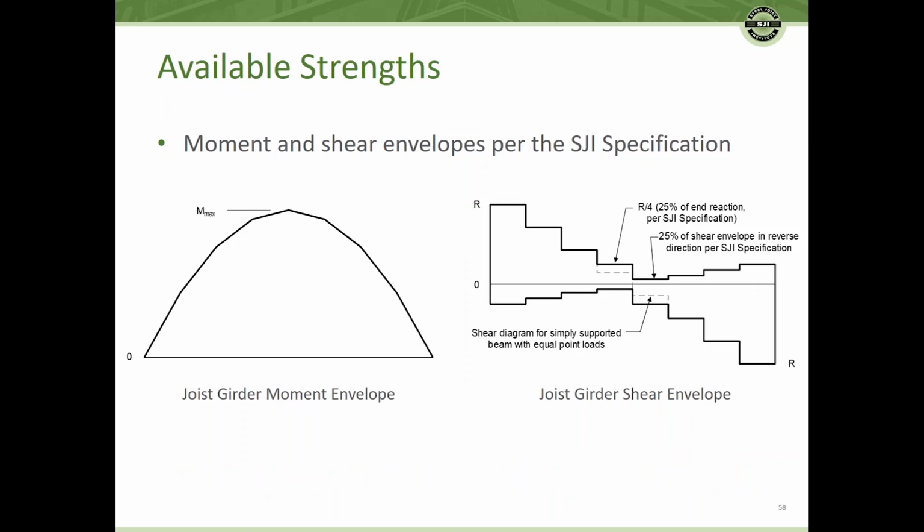Here are the shear and moment envelopes for a joist girder. This one has 8 spaces. The moment envelope is multilinear based upon the moment diagram for a simply supported beam with equal point loads. The shear envelope is also multilinear, based upon the shear diagram for that same beam. A minimum of 25% of the end reaction is given in the SJI specifications, and 25% of the envelope is permitted for shear reversals in the opposite direction per the SJI specification.